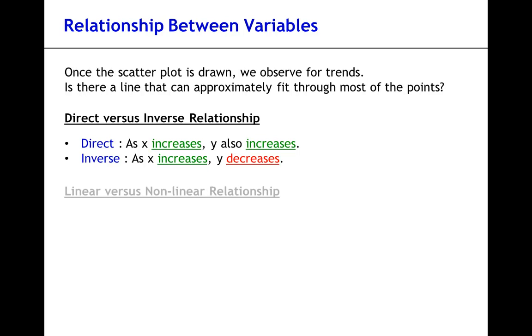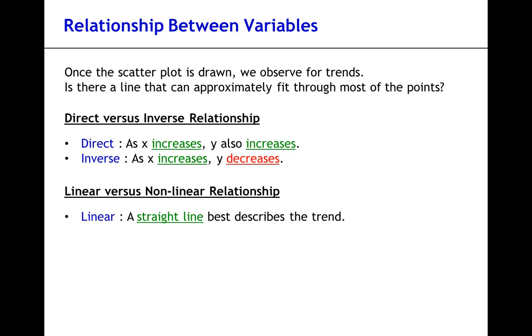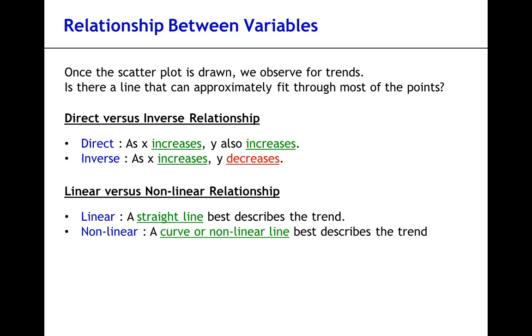Next, linear versus non-linear. For linear relationship, there is a straight line that more or less describes or captures most of the points. For non-linear relationship, there is a curve or non-linear line that more or less describes most of the points. Finally, we say that two variables have no relationship if there is simply no obvious trend between them.